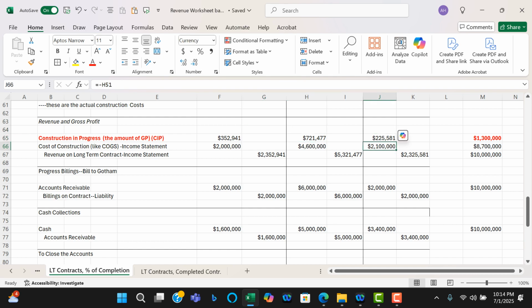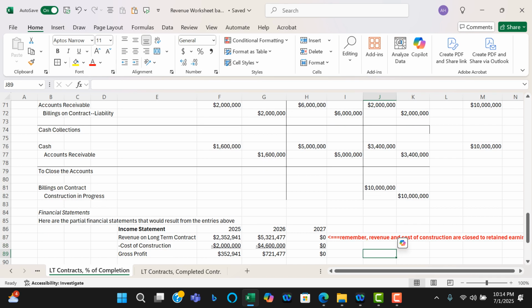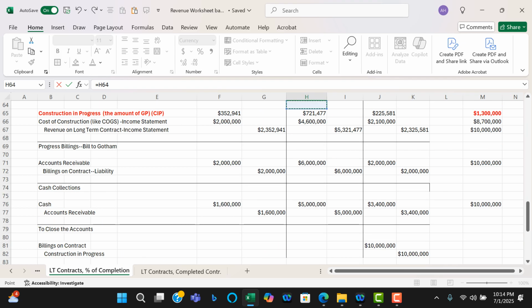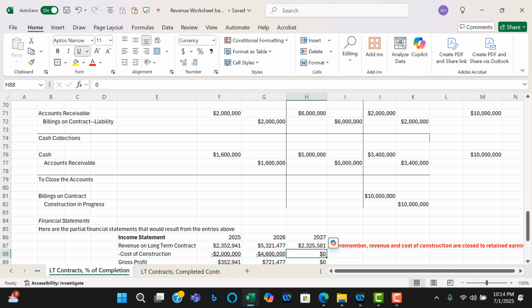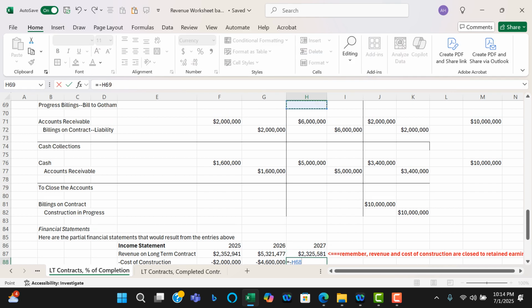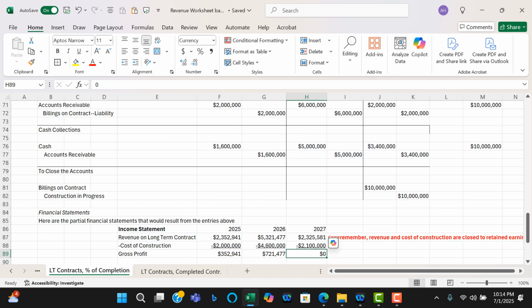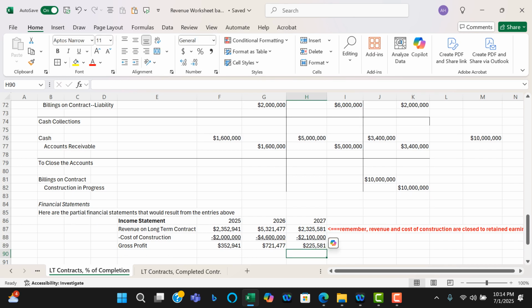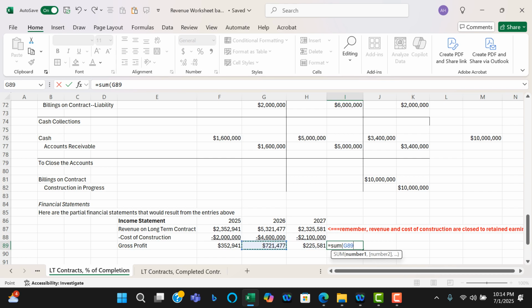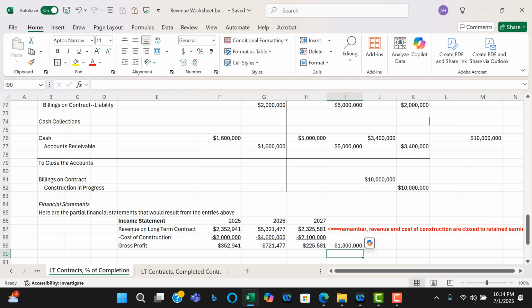Okay, and then finally, in the final year, you're going to have revenue on long-term contract of 2.3. We already had that. And then we have minus your cost of construction of 2,100,000, excuse me. And that'll give us our final gross profit on our income statement of 225,581. And if you sum these things, they should total up to 1.3 million in gross profit. There it is.